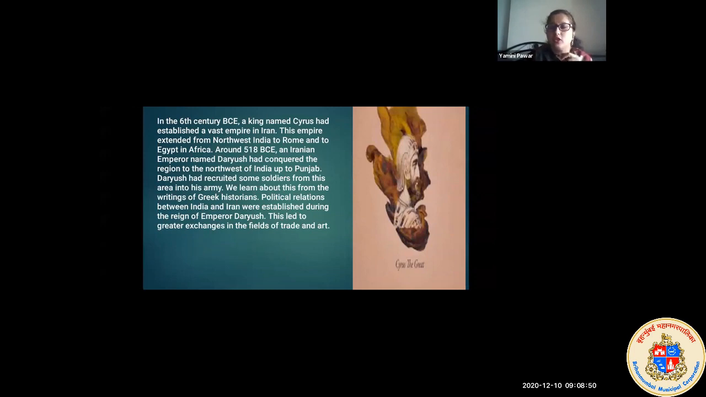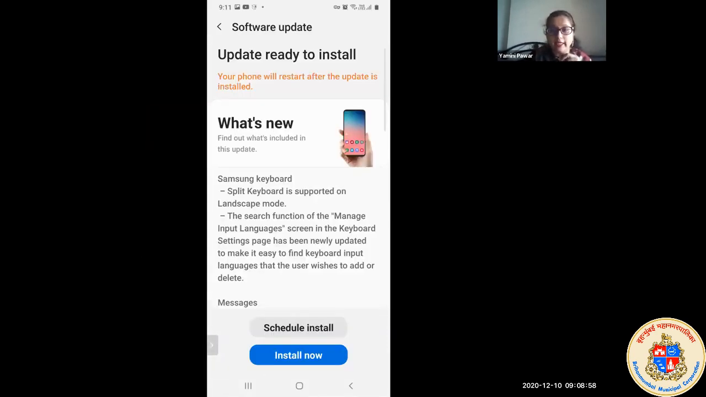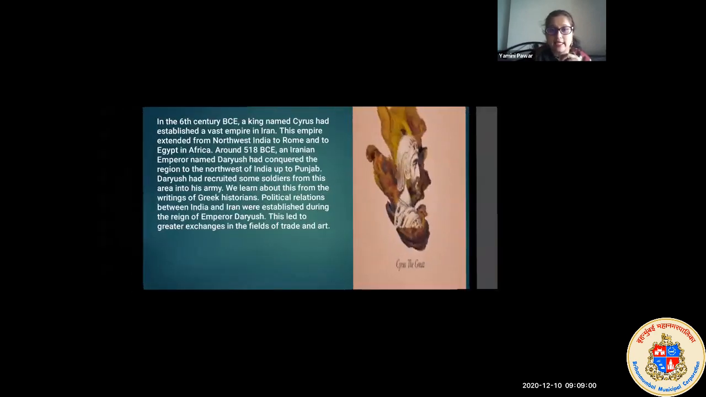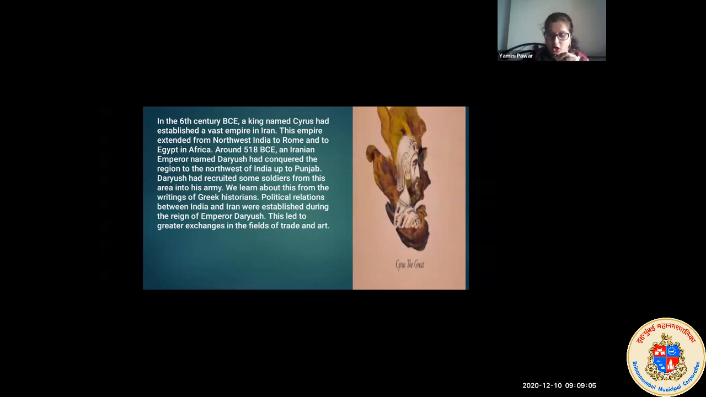Okay. As on my right side, you can see a picture. Let's see who he is. In the 6th century BCE, a king named Cyrus established a vast empire in Iran. Now, Cyrus is a king, as you can see here on the right side of the picture. He had established a vast empire. Vast means very big, wide. You can say it was very wide.